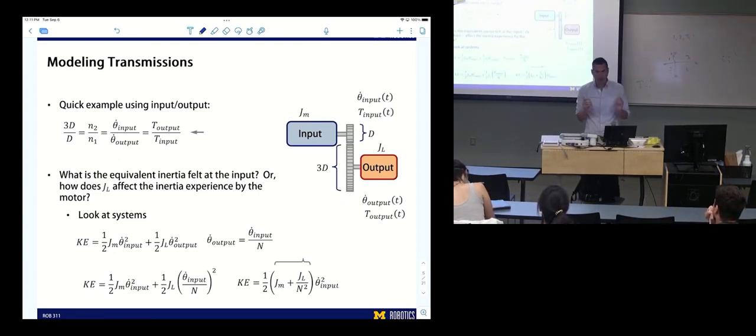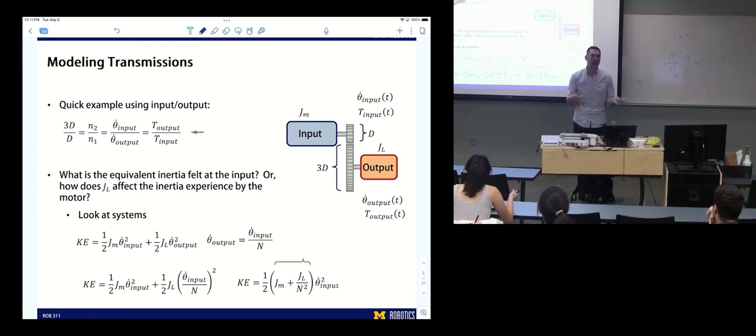Okay, so a question that I think you might be wondering, and that sometimes people ask me, and I think is very relevant to robotics, is how would an inertia on one side or the other affect the mechanics? So here we're going to talk about what this inertia at the output feels like to the motor. We want to know how much that motor has to work to move the mass around on the other end.